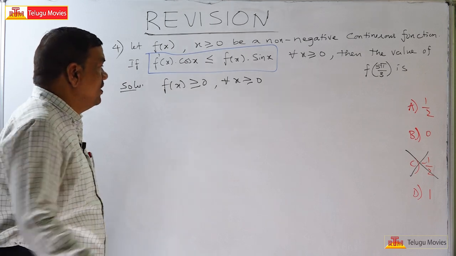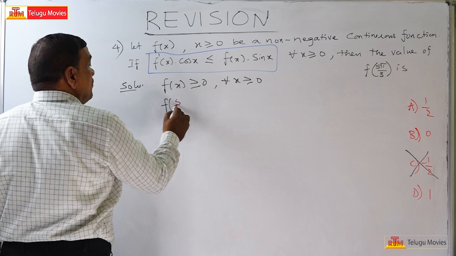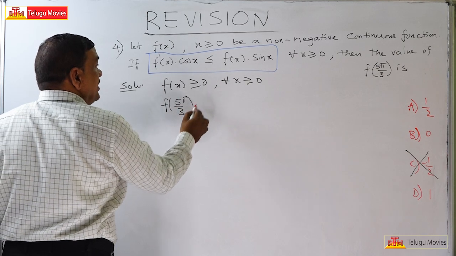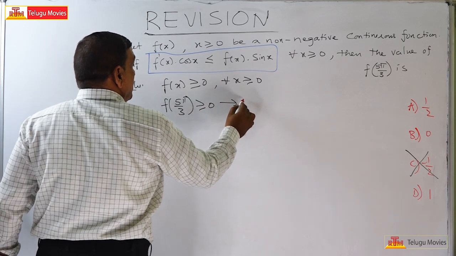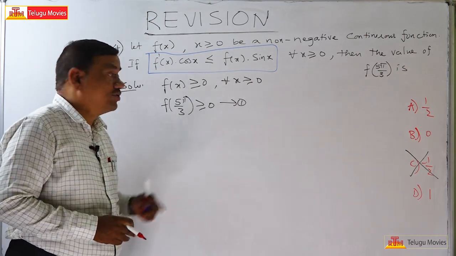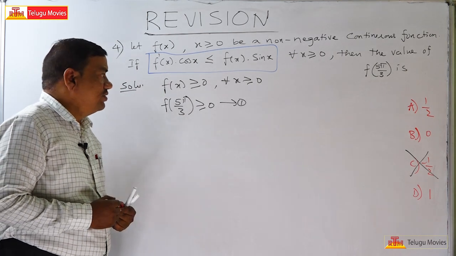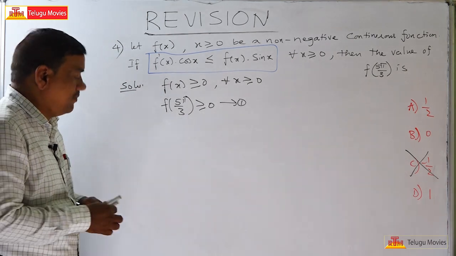Let us check it. From this, f of 5 pi by 3 is greater than or equal to 0, call it as 1. F of 5 pi by 3 is greater than or equal to 0, because for all x greater than or equal to 0, 5 pi by 3 is also greater than or equal to 0. Right. Now, coming to the problem.